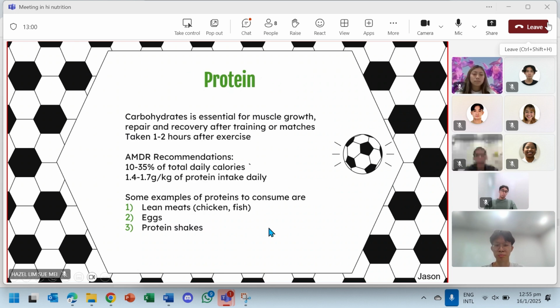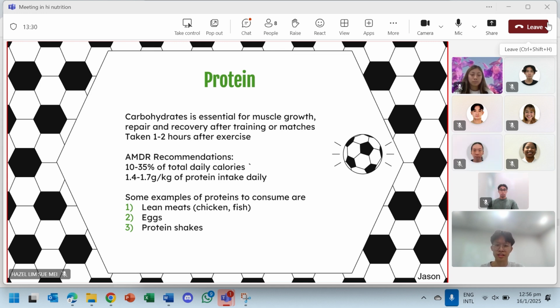So next, we have protein. Protein is essential for muscle growth, repair, and recovery after training or matches, and is typically taken 1 to 2 hours after exercise. So AMDR recommendations will be 10 to 35% of total daily calorie intake and 1.4 to 1.7 grams per kg of protein intake daily. So some examples of protein to consume are lean meat like chicken and fish, eggs, and protein shakes.